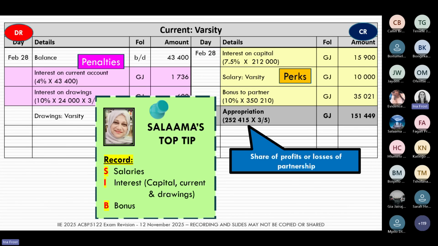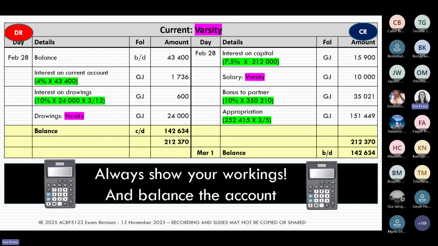Once you've recorded all the transactions using the acronym SIB, please don't forget to balance your account. This is important for any general ledger account question in the exam, because the balance carried down and the balance brought down both carry marks. Often students forget to balance their accounts properly, and it's easy good marks that you then lose in a question. And as always, remember to show all of your workings.